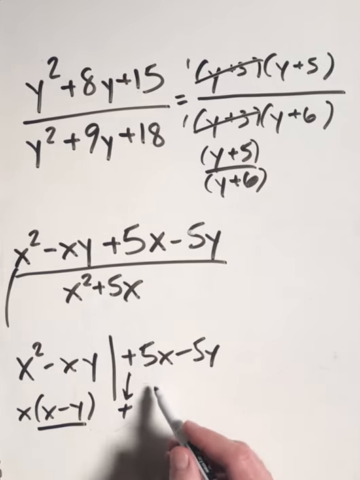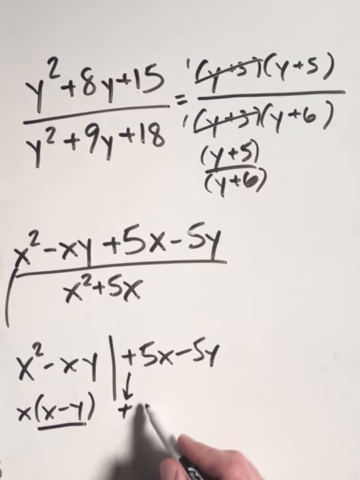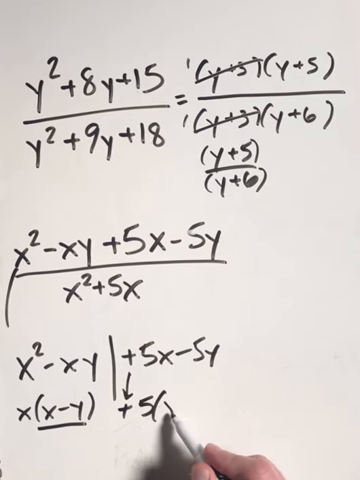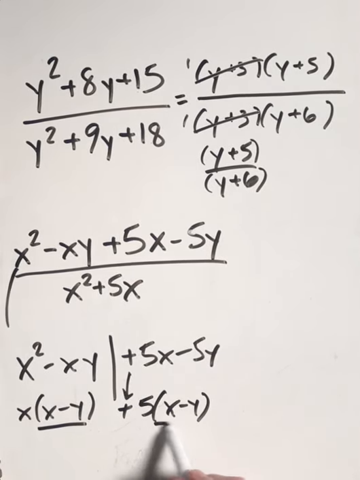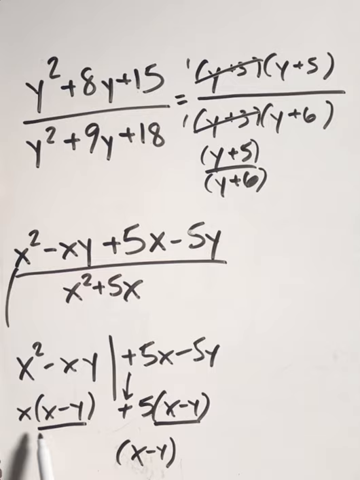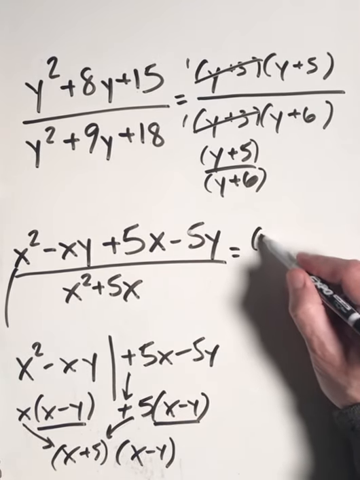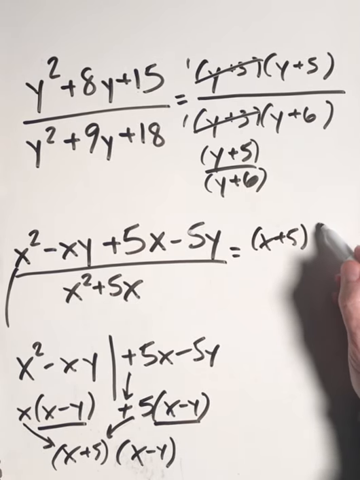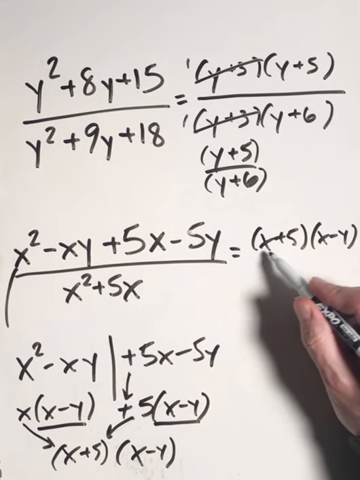I always bring that sign straight down. I have a positive 5 and a negative 5, so I'll factor a 5 out. That's going to get me the same x minus y that was repeated over here. Plus 5 times x is plus 5x. Plus 5 times negative y is negative 5y, so this checks out. I have a repeated factor, so it can come down. And I also have these other pieces that are multiplied by the repeated factor, so they can come down as well. So now my numerator is factored as x plus 5 times x minus y.